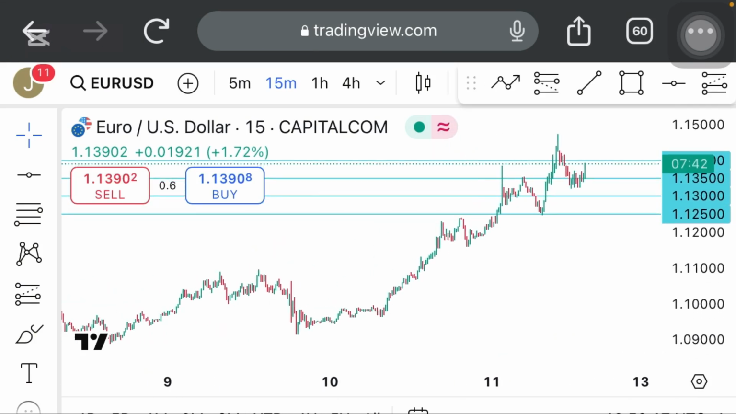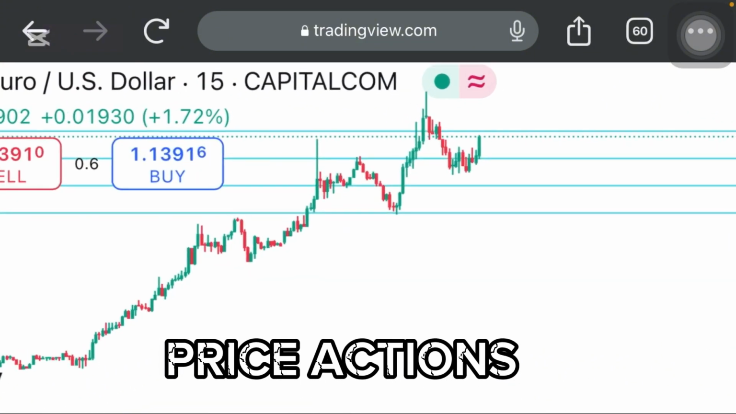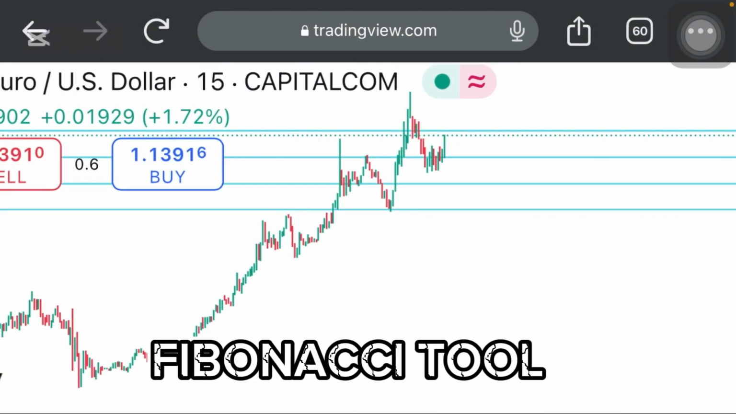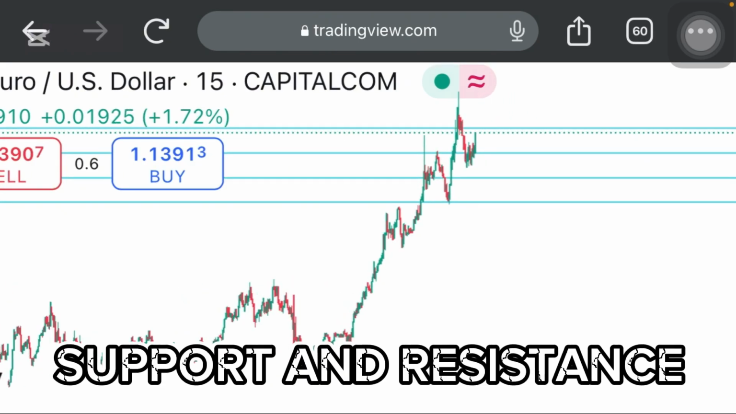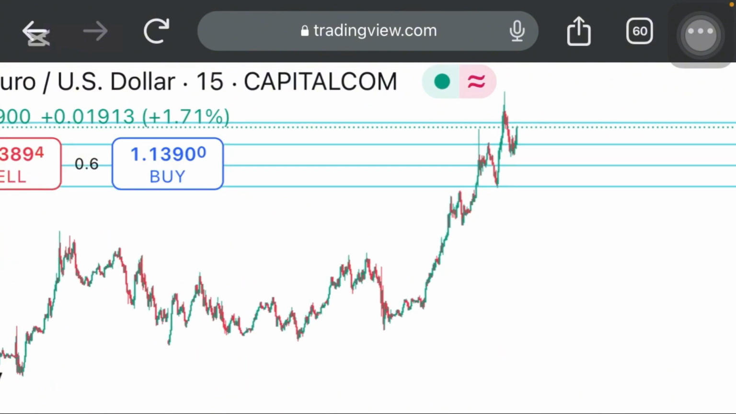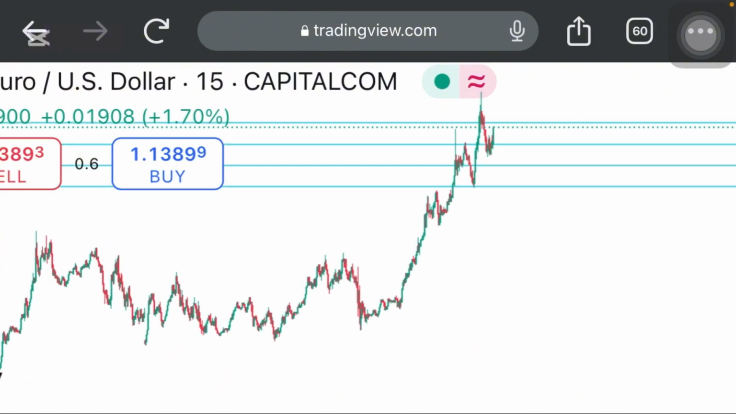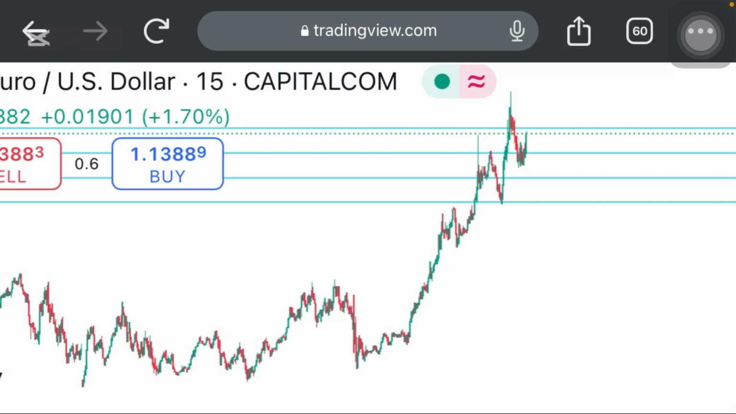Watch this video over and over again. You can merge it together with your price action, your understanding of price action, like the Fibonacci too, the trend line too, and also maybe the support and resistance. We basically call this a support and resistance. Did you understand, guys? So watch this video over and over again, and it works perfectly with all currency pairs, like as I said earlier.